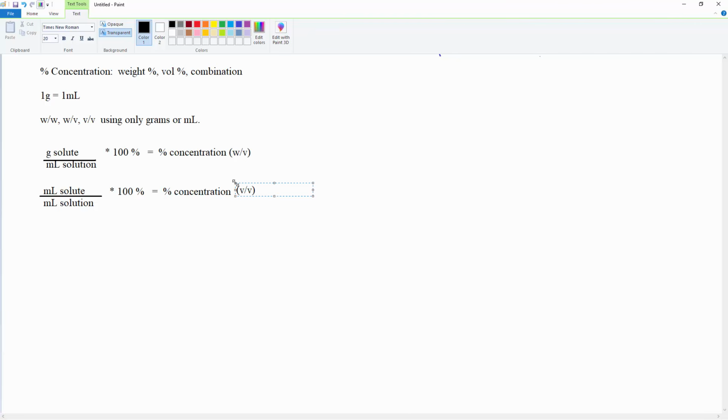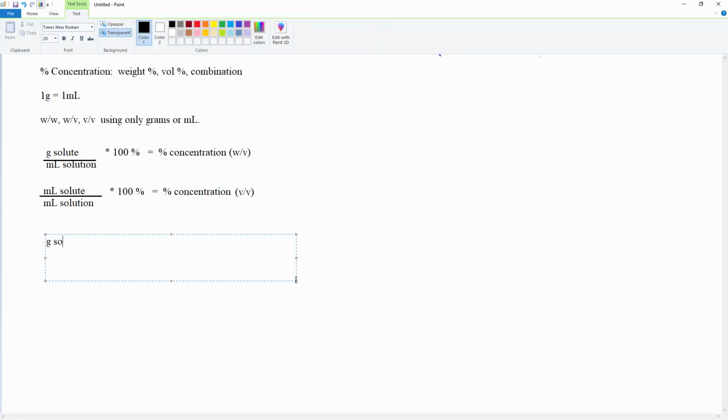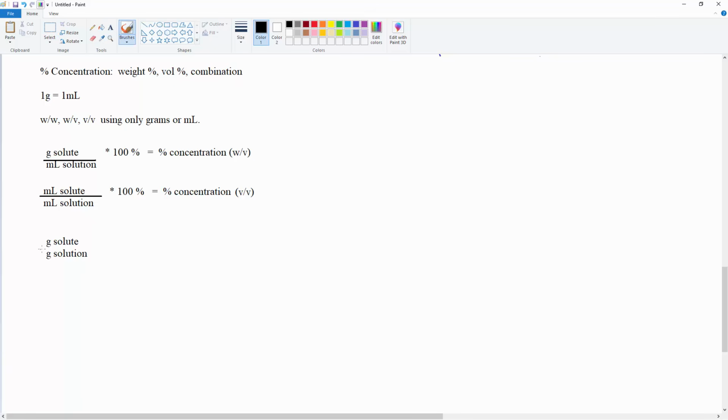And it might say on whatever you're buying whether it's weight per volume or volume per volume, how they measured that. And then of course, you can always take your grams solute divided by grams of solution, and you could multiply that by 100% to get your percent concentration in weight per weight.